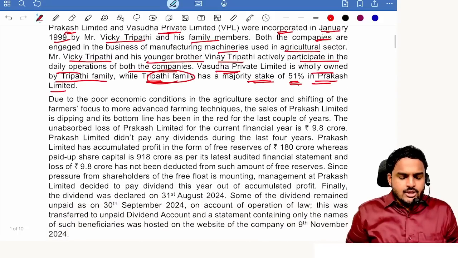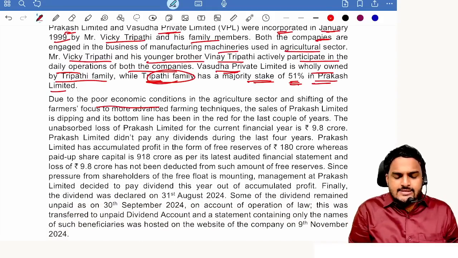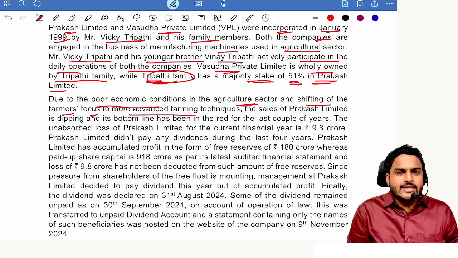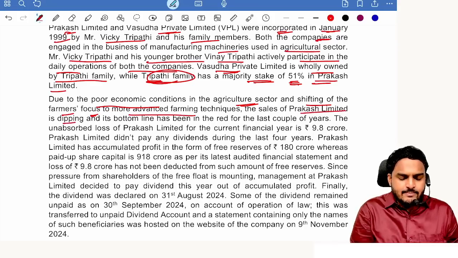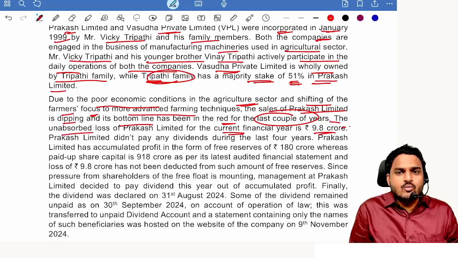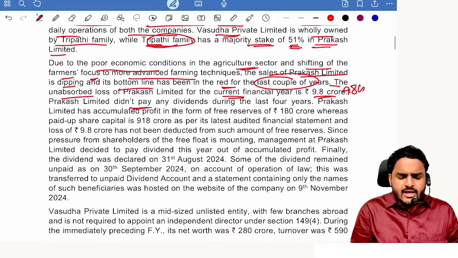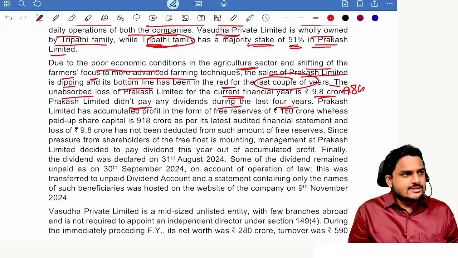Remember the point? Due to poor economic conditions in the agriculture sector and the shifting of farmers' focus to more advanced farming techniques, the sales of Prakash Limited are dipping and its bottom line has been in red for the last couple of years. The unabsorbed loss of Prakash Limited for the current year is 9.8 crore. Prakash Limited did not pay any dividends during the last 4 years.